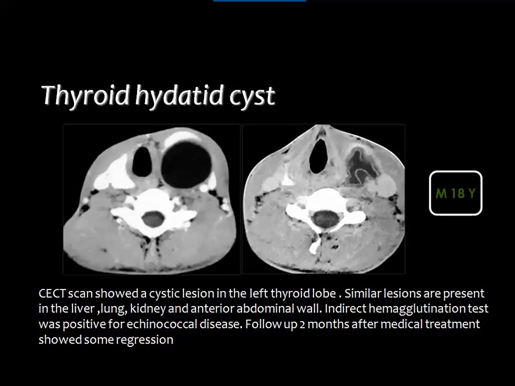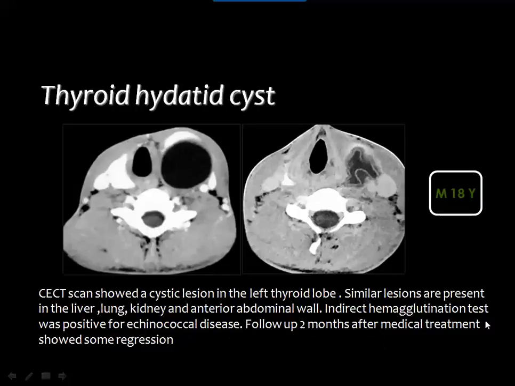It may show the classic features of hydatid, like the presence of daughter cyst, the presence of floating shadows, or the presence of mural calcification. And this cyst, without any diagnostic features of hydatid, was seen in a patient that has also other cysts in the liver, in the kidney, and in the lung, and also in the anterior abdominal wall.